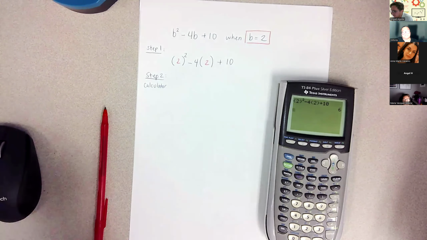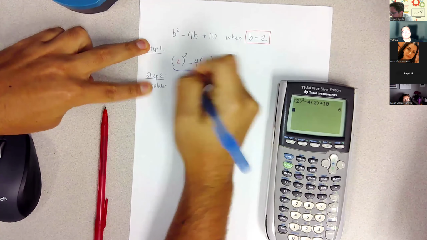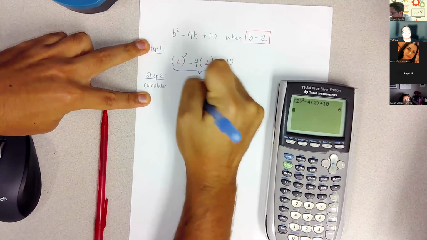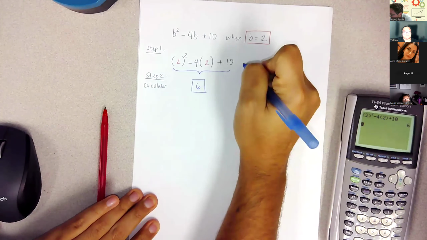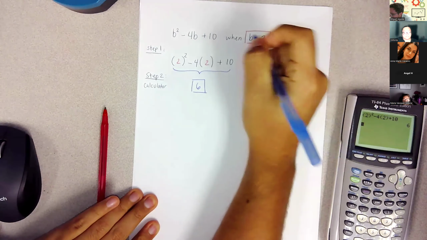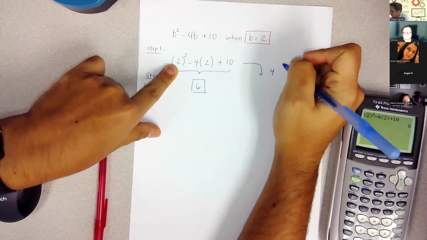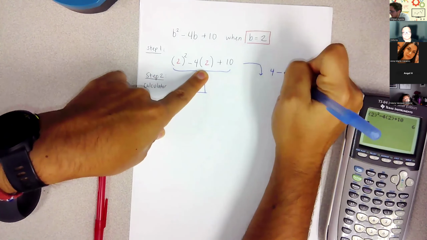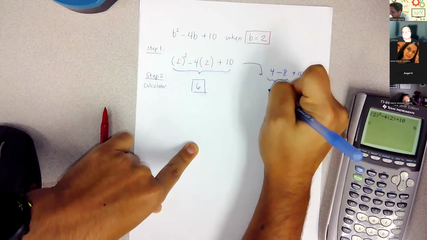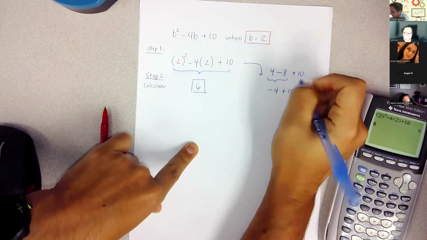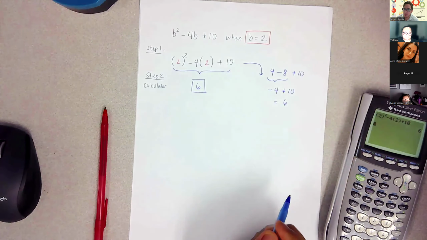So when it comes to showing your work on tests, if you can write this out correctly and then plug that into the calculator and you get a 6, I'm fine with that. Because otherwise, the long way would be exponents: 2 to the second power is 4, and then minus 4 times 2 is 8, plus 10. Then you would do 4 minus 8, which is negative 4, plus 10, which is going to be 6. And you can show these steps, but it's not really necessary.